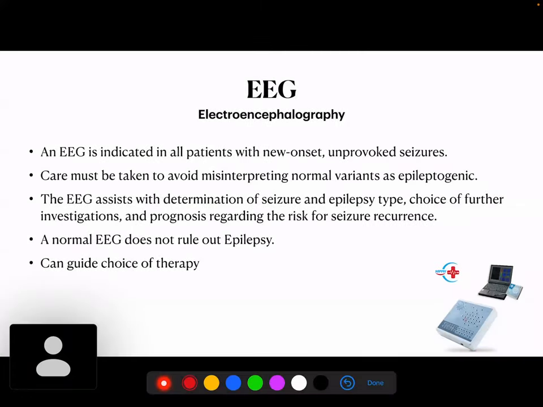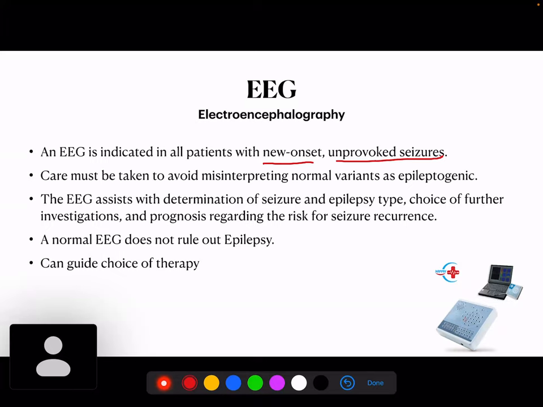EEG is for all patients with new onset unprovoked seizures. Do not order the EEG if you are not good at interpreting it. Sometimes there may be artifacts which you, I, or anyone may report as epileptogenic, and the patient suffers for a lifetime. So you need to be very careful with reporting, and you need to have a good reporter with good experience.